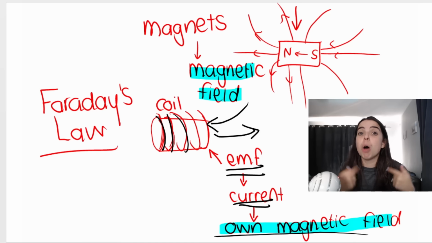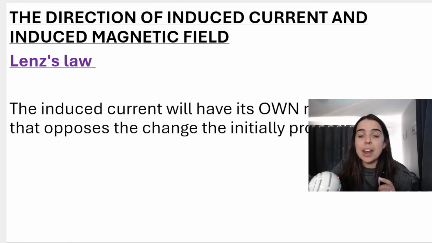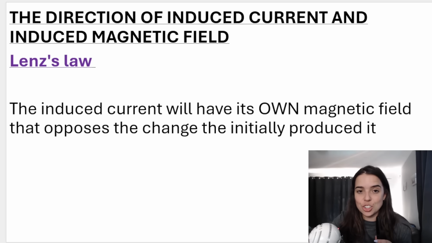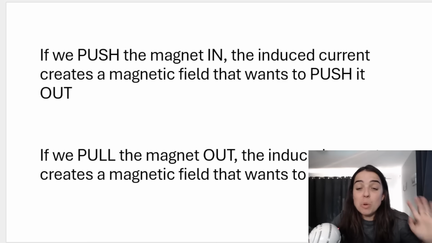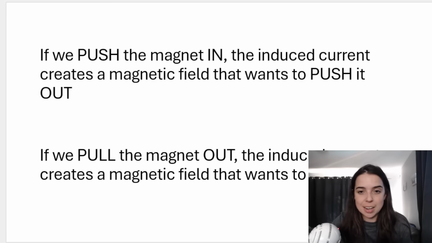They are doing the opposite of each other. So that's why it says over here, the induced current has its own magnetic field that opposes the change that produced it. So it wants to do the opposite of the thing that created it. And what I mean by this hopefully will become clear as the lesson goes on, but I want you to stick with me, follow me, hopefully you understand.